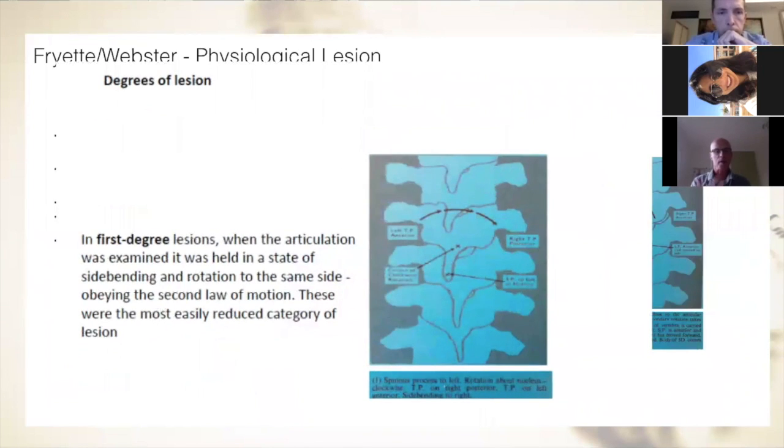You can see that the first degree is usually where the articulation, when it's examined, is held in a state of side bending and rotation, the same side bending, the second and more, because remember it's going with the group. These were the most easily reduced categories because we can reverse that by providing traction, side bending and counter rotation if we needed to. And you see there that typical presentation of TP in relation to the SP in relationship to that lateral side bending that we see in that diagram.